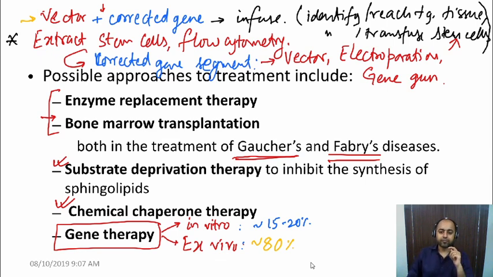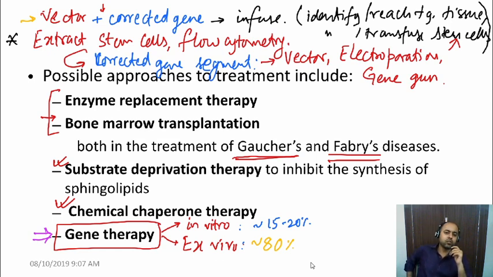Okay, so these are the various possible approaches to treatment. I've told you a little bit about the gene therapy because it is one of the upcoming techniques of management, and it is likely to be asked in your exam. You should know about the in vitro and the ex vivo gene therapy.